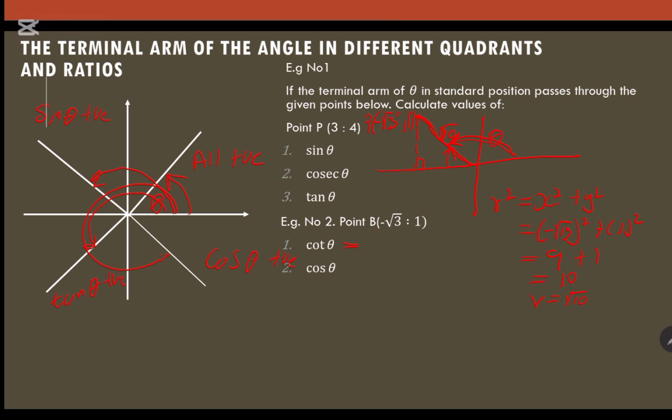It says cot theta. So cot theta is a reciprocal of tan theta. So tan theta is y over x. Therefore, cot theta is x over y. So this is going to be, the ratio is negative square root of 3 over 1, which is negative square root of 3. The last question is cos theta. Cos theta is x over r. So x is negative square root of 3 over the square root of 10.